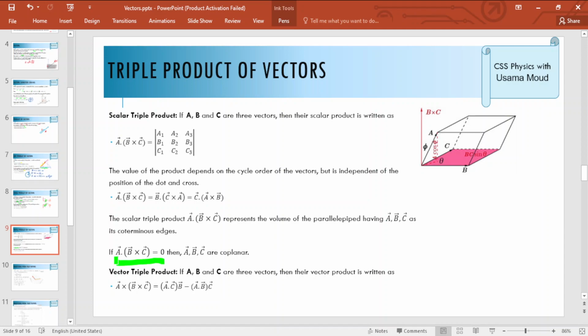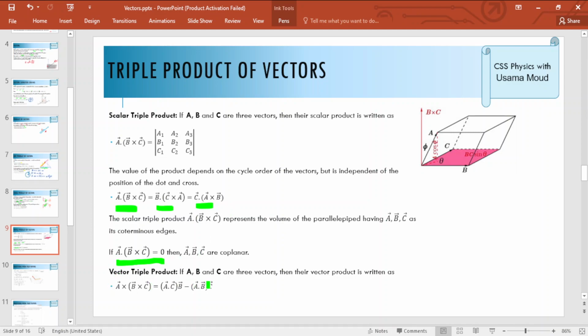In case this scalar triple product is 0, it means that A, B and C, all these three vectors, are in the same plane. In that case the volume would be 0. And also if we write it in any cyclic order, their answer would be the same.